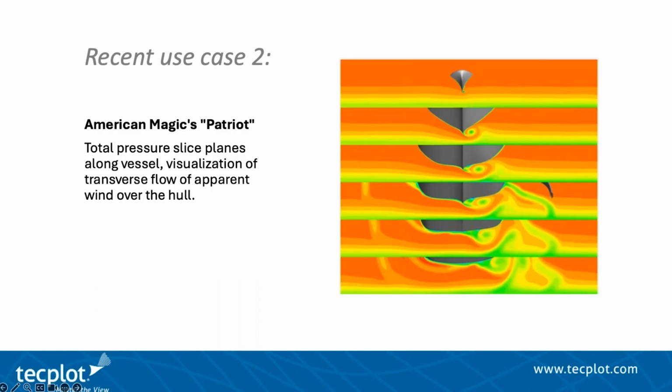Another example comes to us from the New York Yacht Club, American Magic, where engineers were trying to optimize a set of aerodynamic variables across thousands of simulations. They were able to use PyTecplot to output some flow visualization images, which they could then compare later without the need to open each of these simulations in 360 individually. More info on this case is available on our site as well.